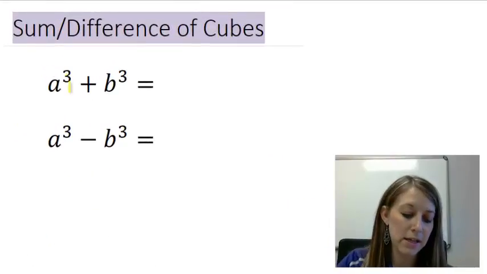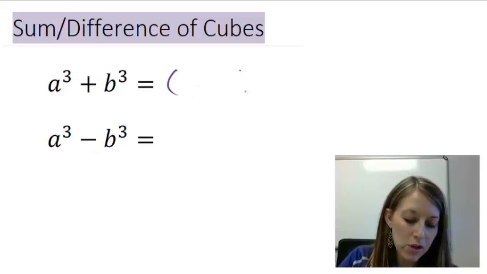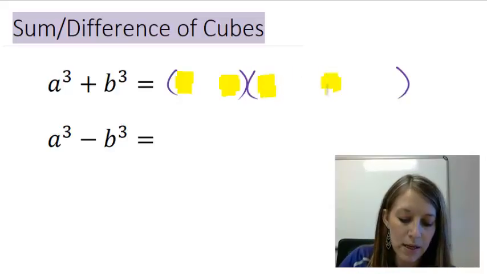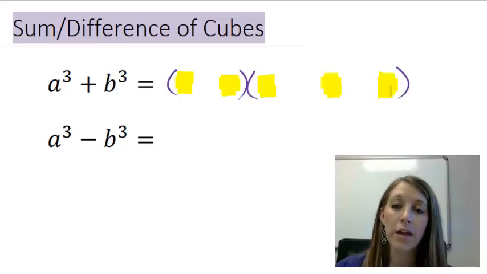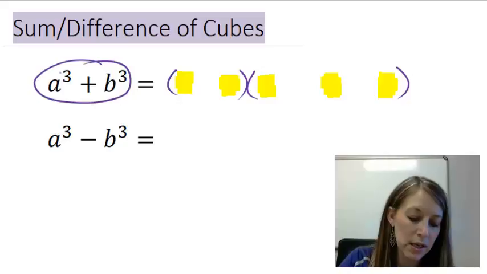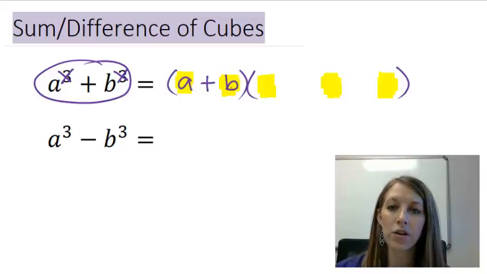Okay, the format of this is something cubed plus something cubed, or something cubed minus something cubed. The formula starts with a short set of parentheses. I'm going to put two terms in here, a binomial, and I'm going to multiply that by a long set of parentheses. I'm going to put three terms in here, or a trinomial. And all cubes will end up this way. In your short parentheses, you're going to take exactly what you see here, but without the cubes, and that goes in your first set of parentheses, a plus b in this example.